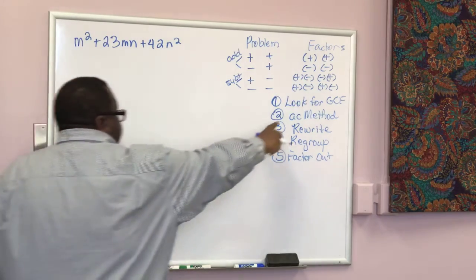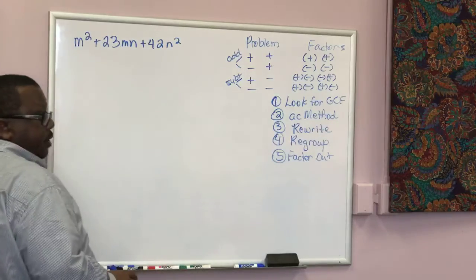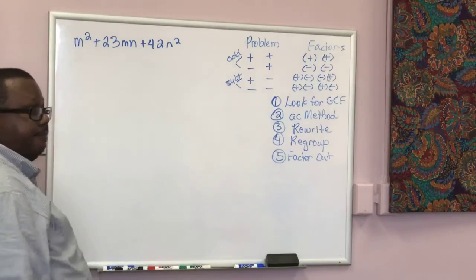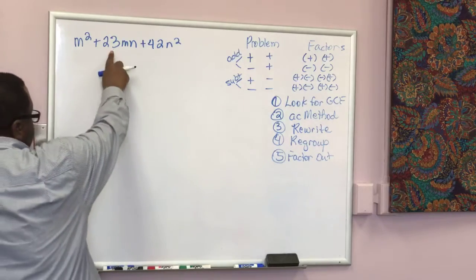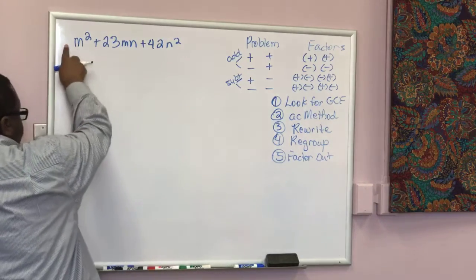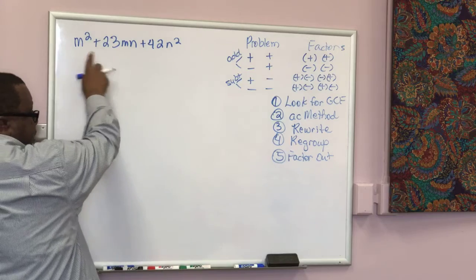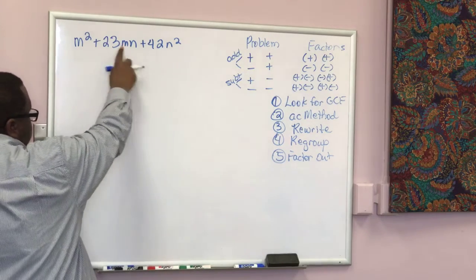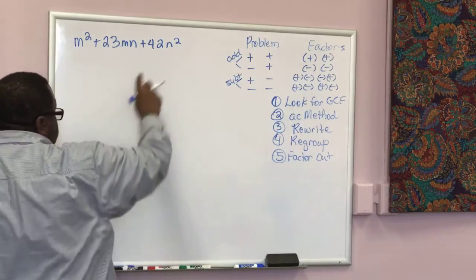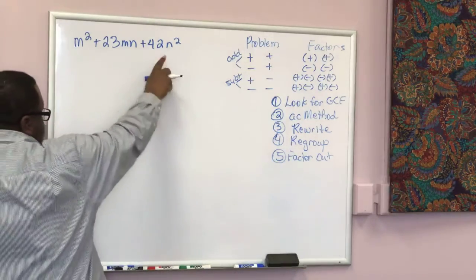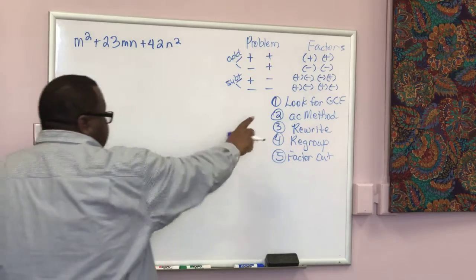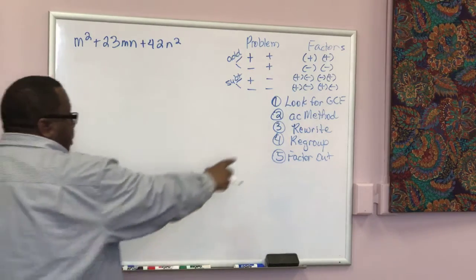First of all, look for what? A GCF. Does this problem have anything in common that can be factored out? Because we have a 23, we have a 42, but do we have a number in the front right here? No. So there's no number in common. Look at our variables. We have an m squared, mn, and a what? n squared. Are all three of these terms sharing a variable? No, they're not. So there's not a GCF to take out. So let's go to our next step.